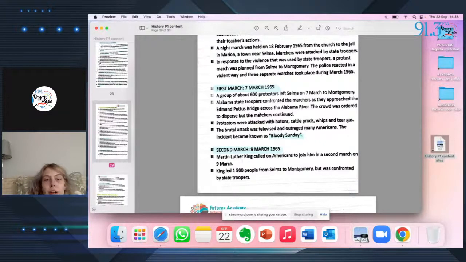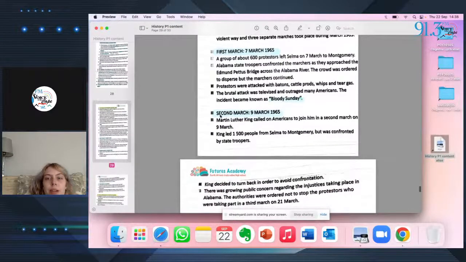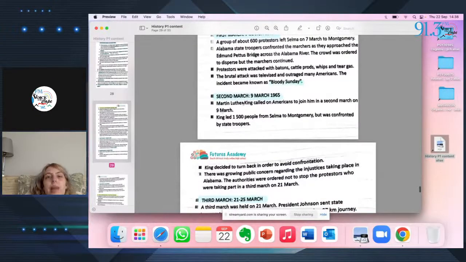Okay, so 3 marches. The first march, 7 March 1965. A group of about 600 protesters left Selma on 7 March to Montgomery. Alabama state troopers confronted the marchers as they approached the Edmund Pettus Bridge across the Alabama River.